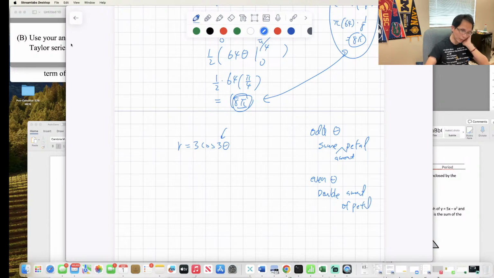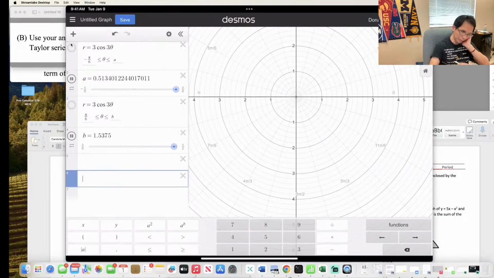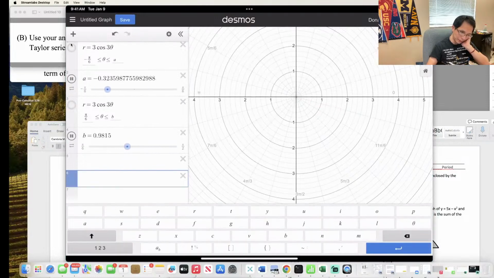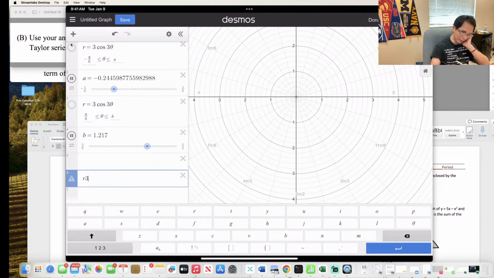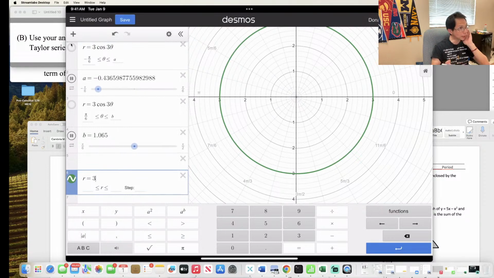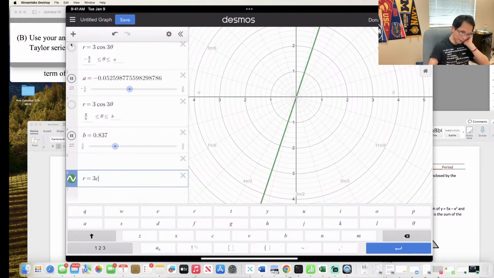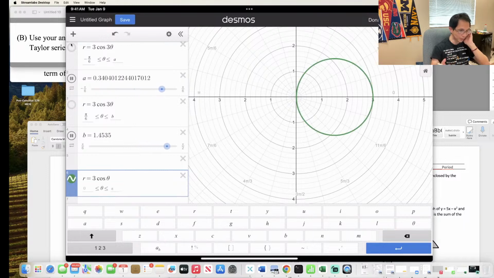So we can show you how that works. I'm going to turn off this. I'm going to say 3. 3 is going to be the distance away from the pole, and you're going to have to type in r. I don't know why they don't have a table. If they had a table, it would be so much easier. So r equal to 3, that's the circle with radius 3. If I have a cosine of theta, that's just going to be a circle that is leaning to the right. But in this case, this is a 1 petal rose curve.